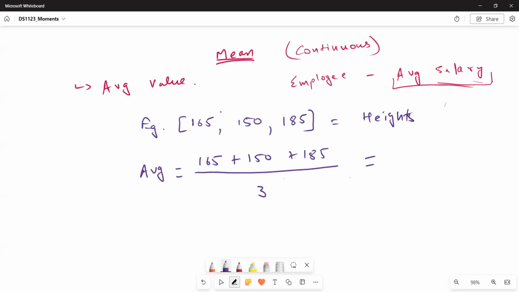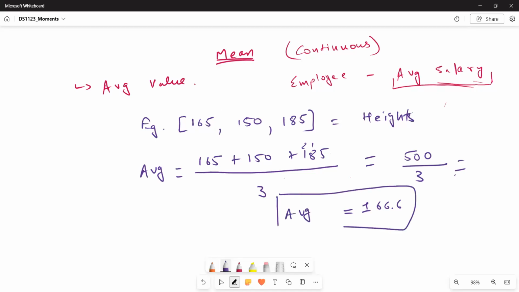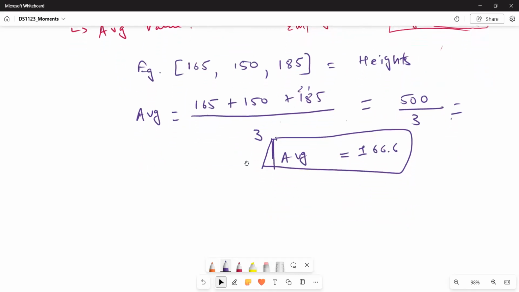And if you calculate this, it's 5 and 5, 10, carry 1, and 6 and 6, 12, and 8, 20, and this is 500. Divided by 3, you can divide this by 3. So this is 166.6. This will be the average height that you get.